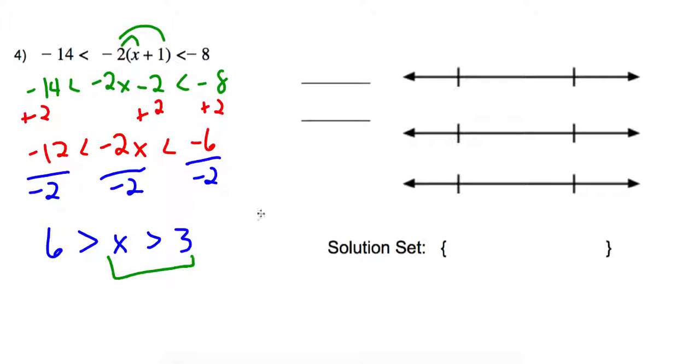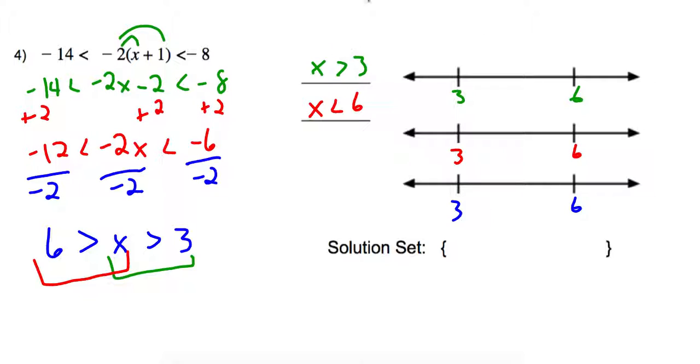I have x is greater than 3, and I have 6 is greater than x. Or I might even write this as x is less than 6. And so let's graph both of these. And then again, just like we did before, let's use a 3 and a 6, since those are the 2 numbers that I'm using here. And then we'll use a 3 and a 6 in my final solution set.